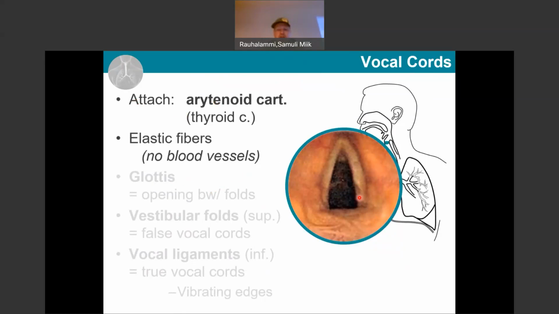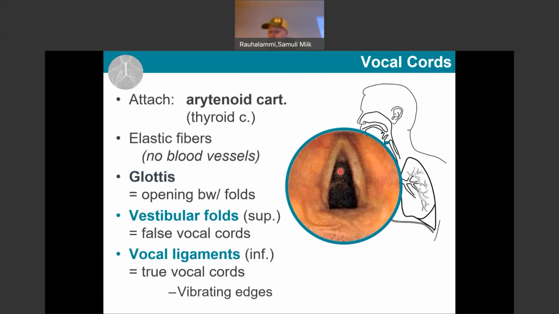A couple of other structures to notice. The space between the vocal cords is known as our glottis, or rima glottis if you wish, or rima glottidis. And another thing that often surprises students is that there's actually two sets of two vocal cords.